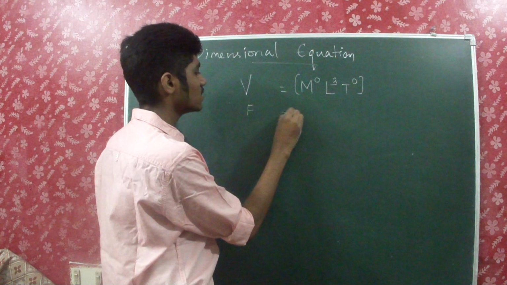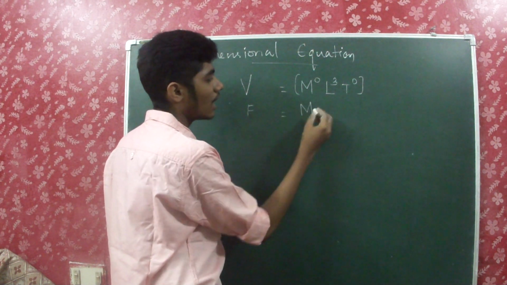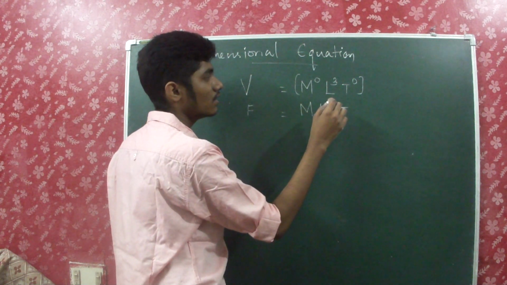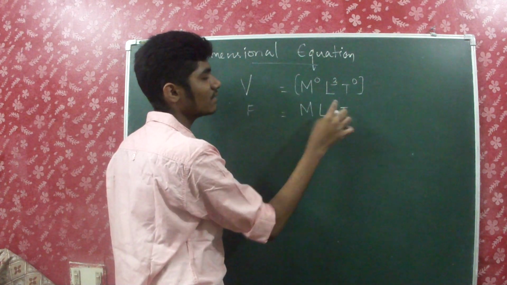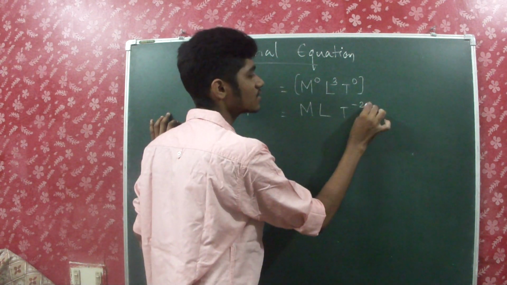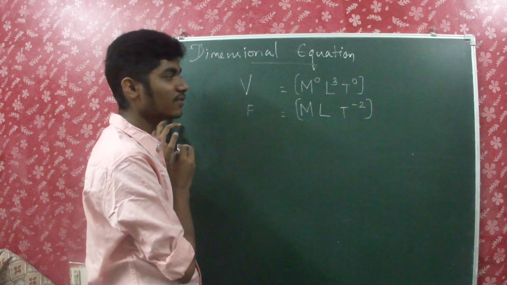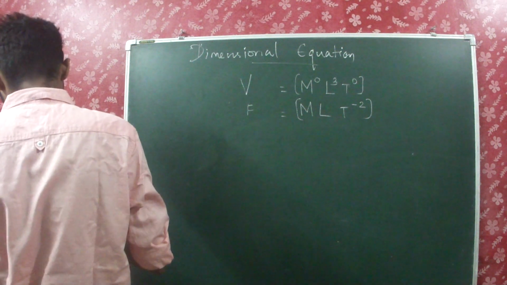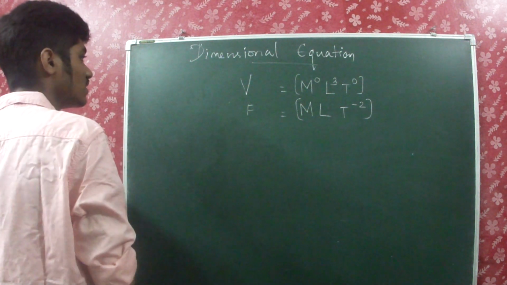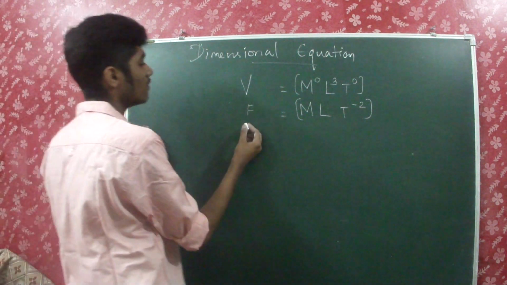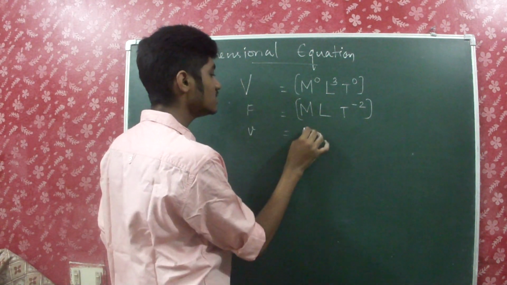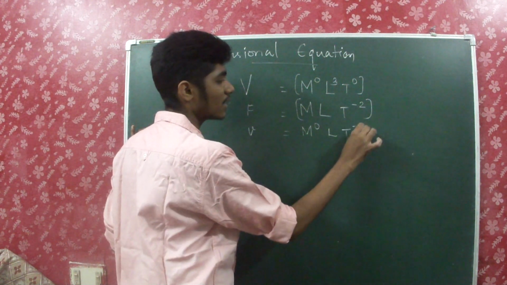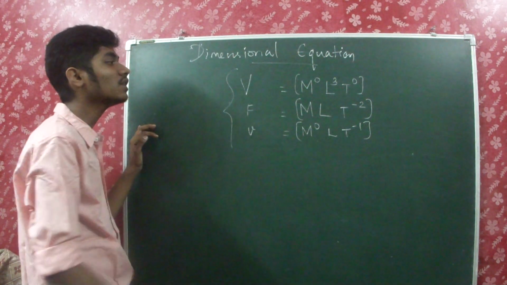And if you take force, you are having values in M and you are not having value in L. Force is ma, so you are having M L T power minus 2. This is how you write for force. Can you tell me one more? Speed or velocity, small v we can use. That is only L T power minus 1. So M power 0, L T power minus 1. These are the dimensional equation examples.